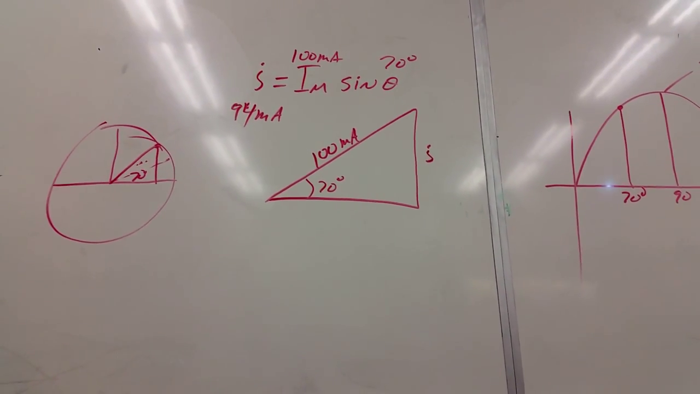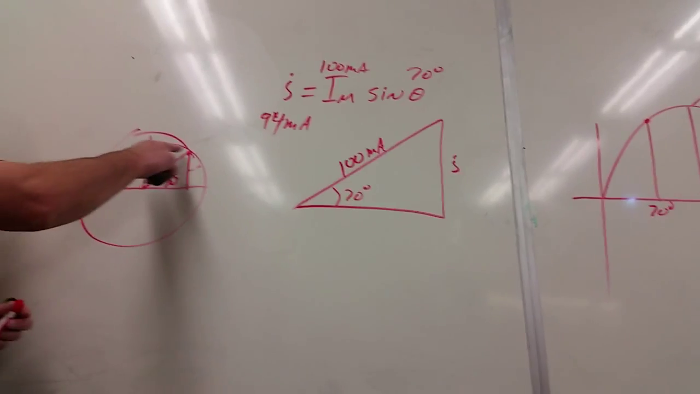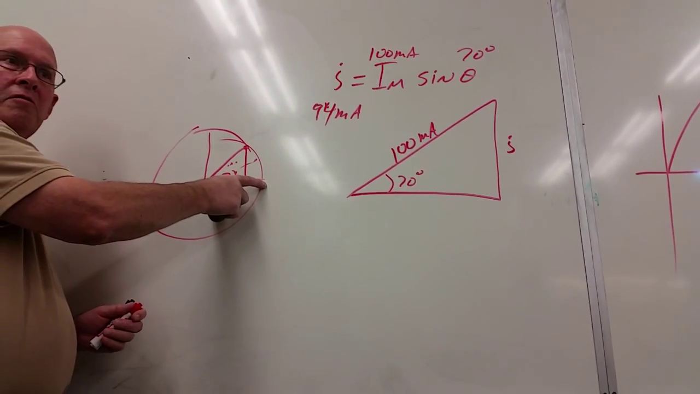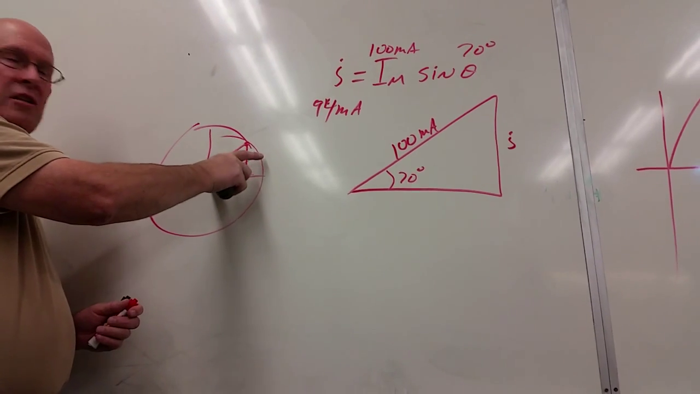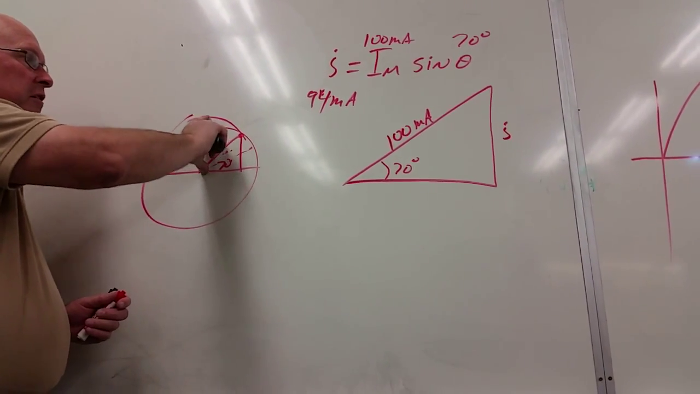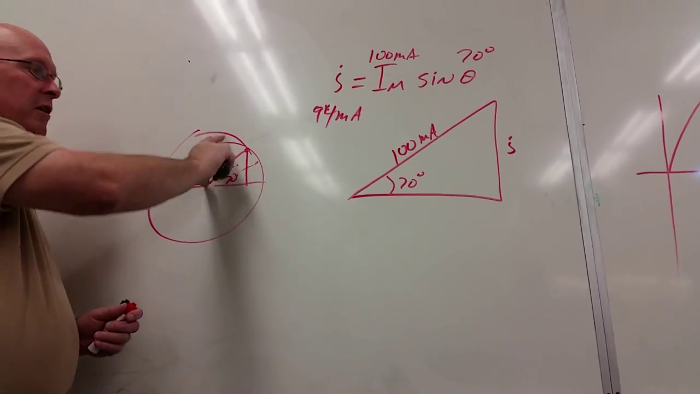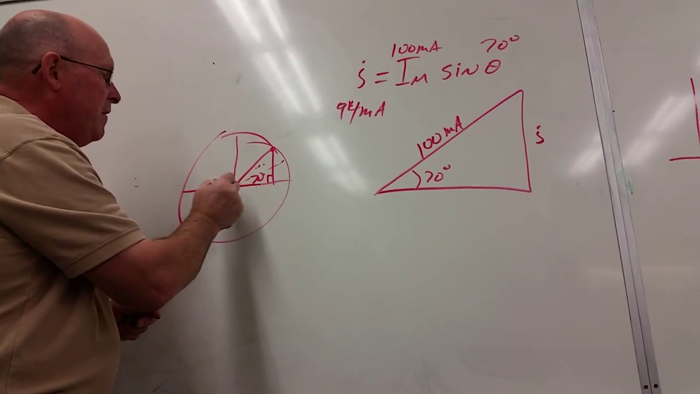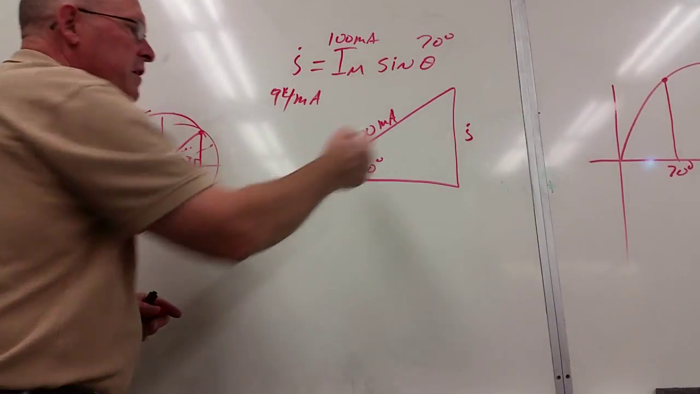Okay, let's see if they got the same thing. As it rotates around down here at 0 degrees, there's no current. And as it rotates, you get more and more instantaneous current till it becomes the max. So this little right triangle right here is this triangle here just drawn bigger.